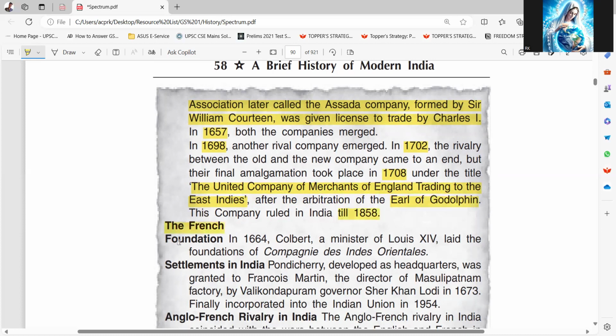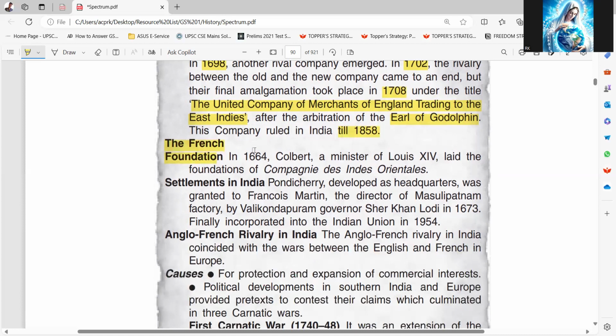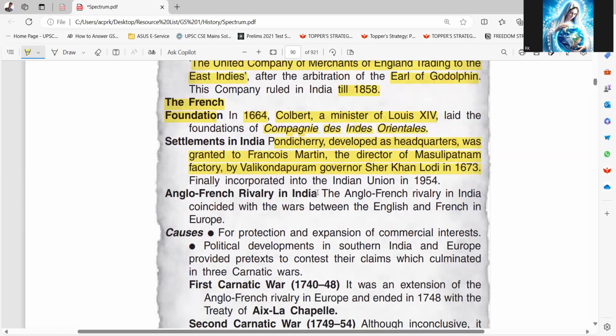The French Foundation. In 1664, Colbert, a minister of Louis XIV, laid the foundation of Compagnie des Indes Orientales. Settlement in India. Pondicherry, developed as headquarters, was granted to Francois Martin, the director of Machilipatnam factory, by Valikondapuram governor Sher Khan Lodi in 1673, finally incorporated into Indian Union in 1954.